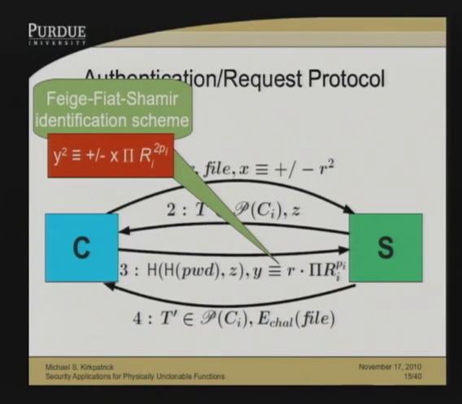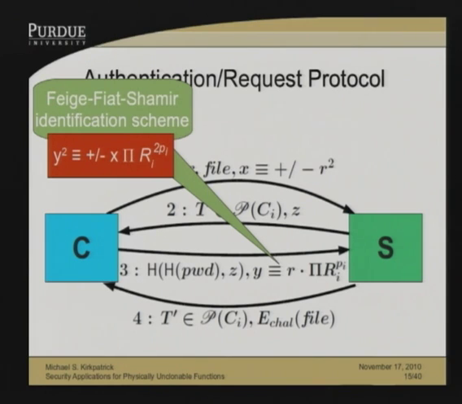And what's different about our scheme versus the traditional Feige-Fiat-Shamir scheme is that in the traditional version, the prover, or in our case the client, just has a set of secret values. And then they have a set of public values, which are the squares of the secrets. But here, the client doesn't have a static set of secret values. Rather, the client has a set of secret pairs.